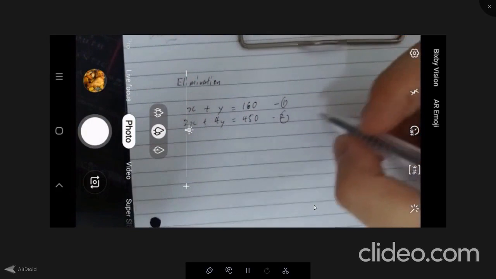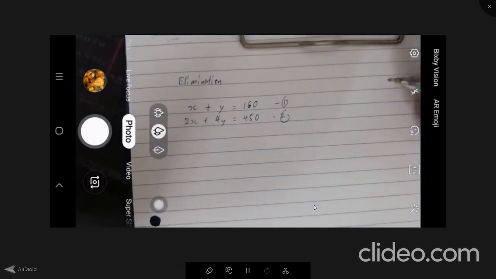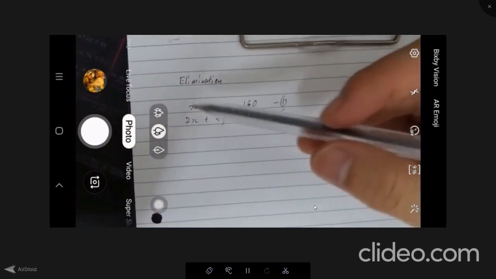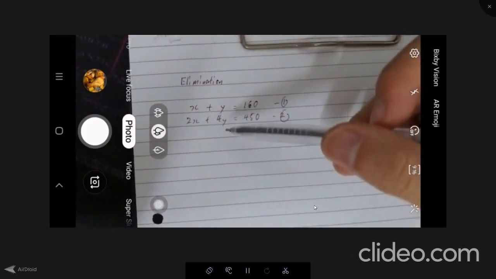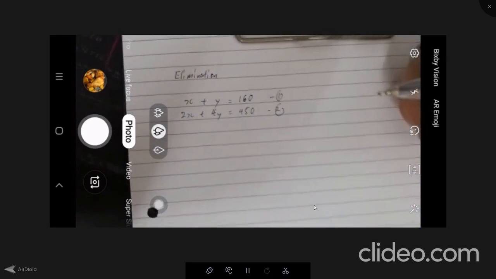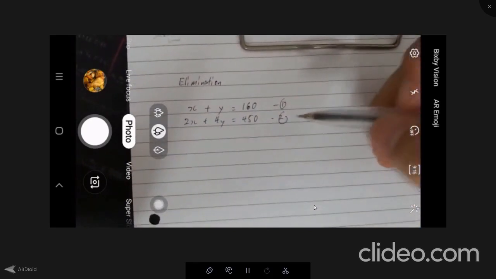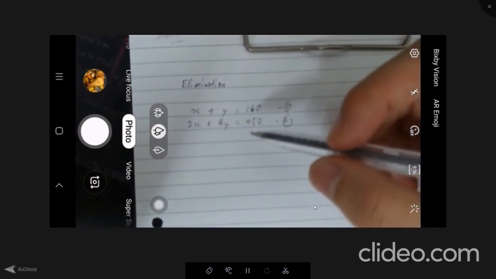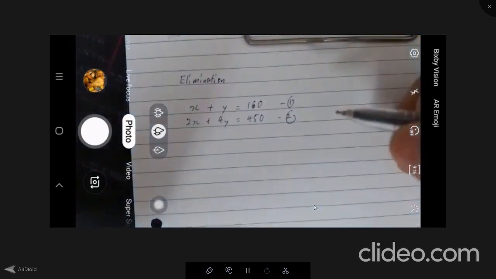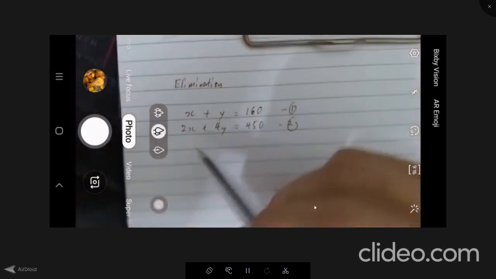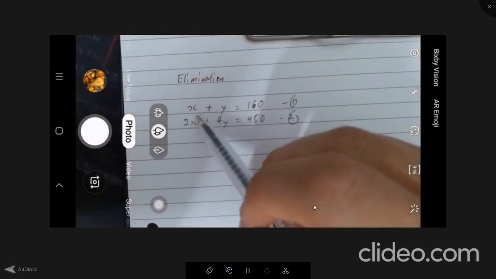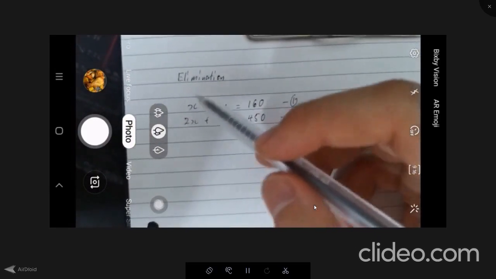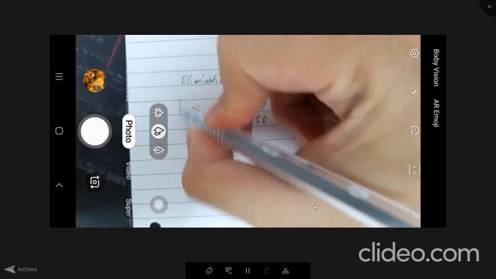Now for substitution, typically what you do is you put one x or y as the subject and then you substitute inside equation 2, correct or not? But for elimination, what we want to do is make either x the same or y the same. So let's make x the same. When I say make x the same, you can see now one is x, one is 2x. It's not exactly the same, right? So how do we correct this? How do we make it the same?